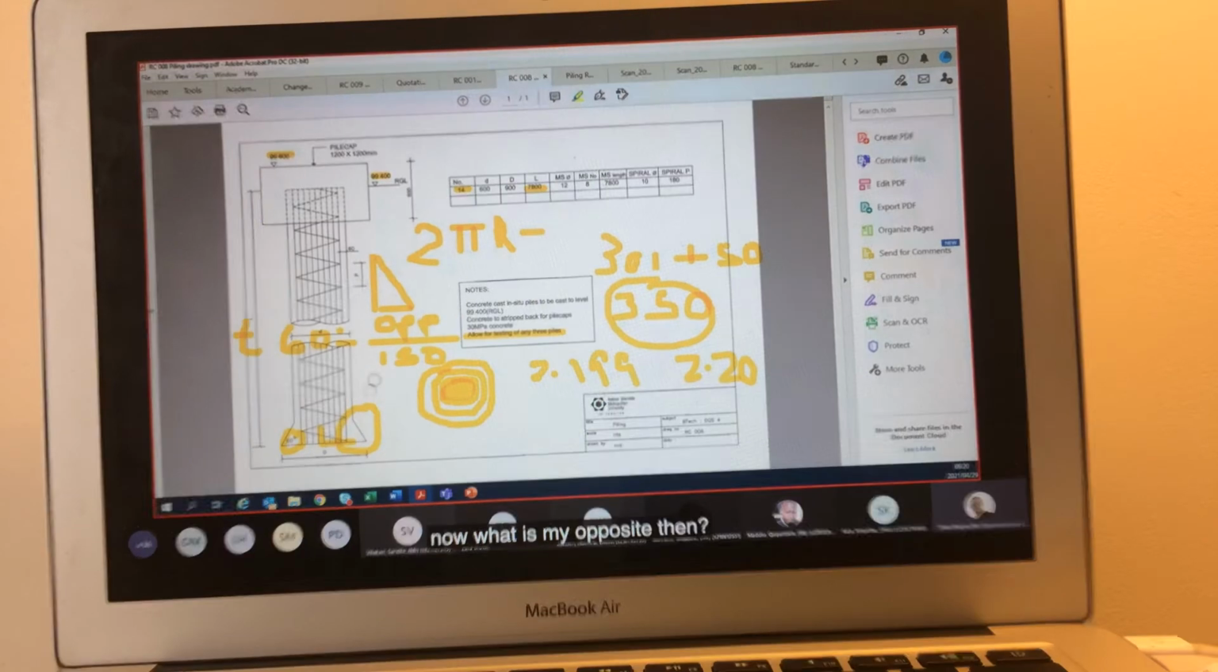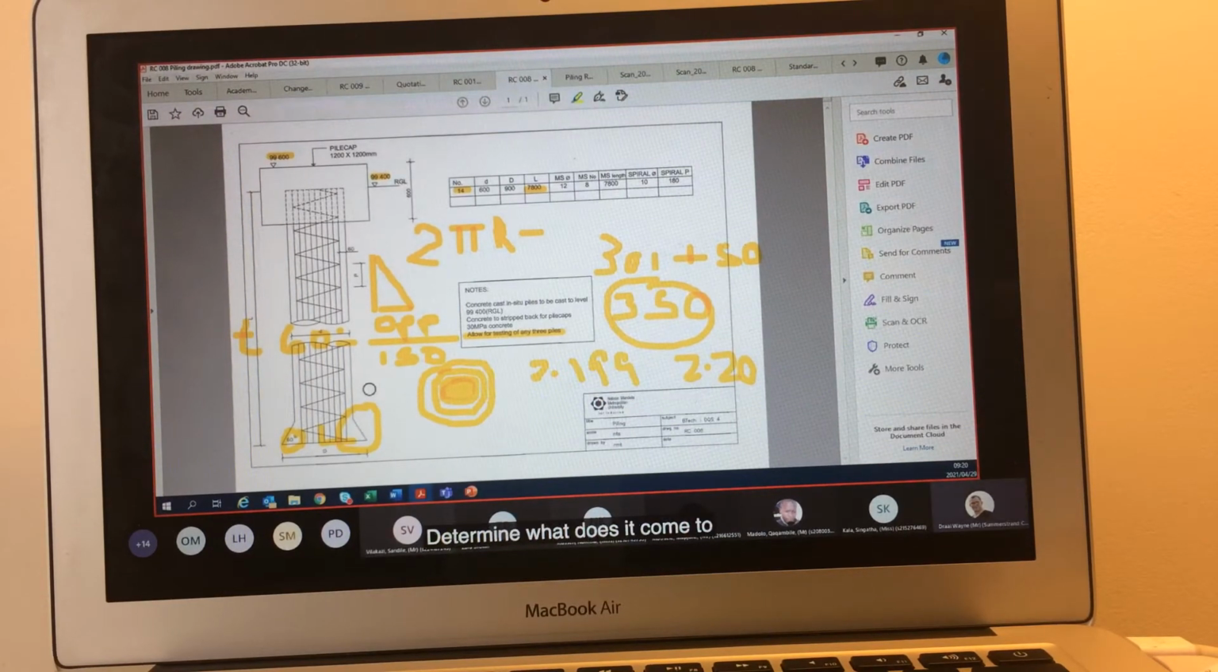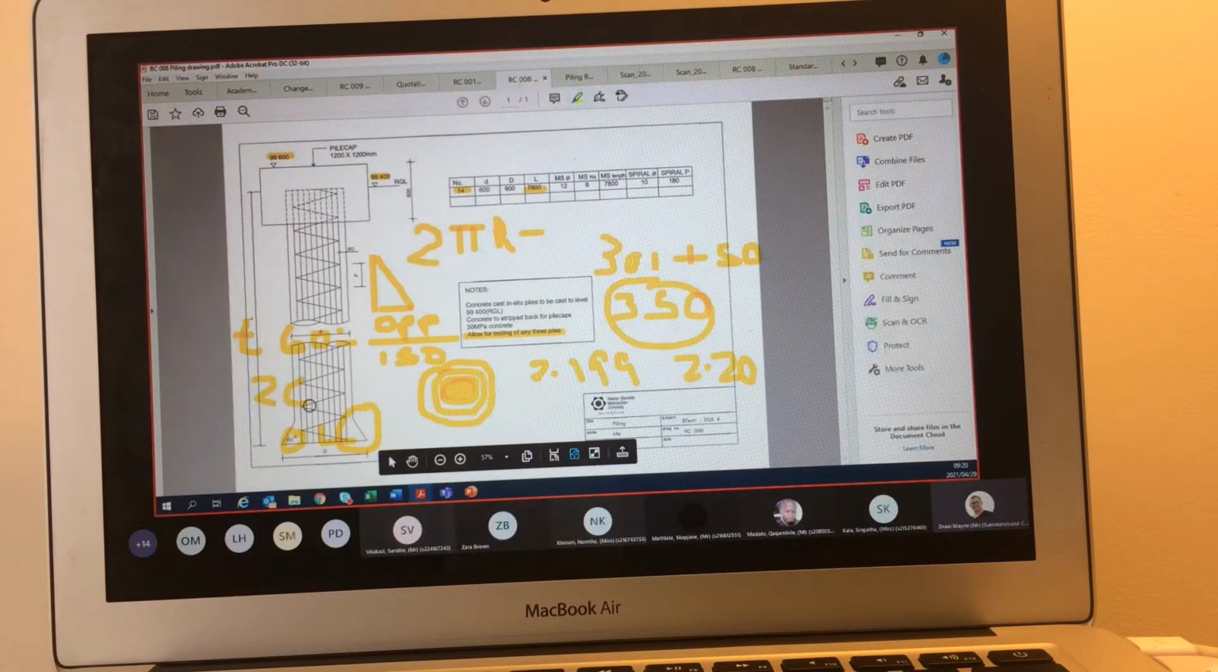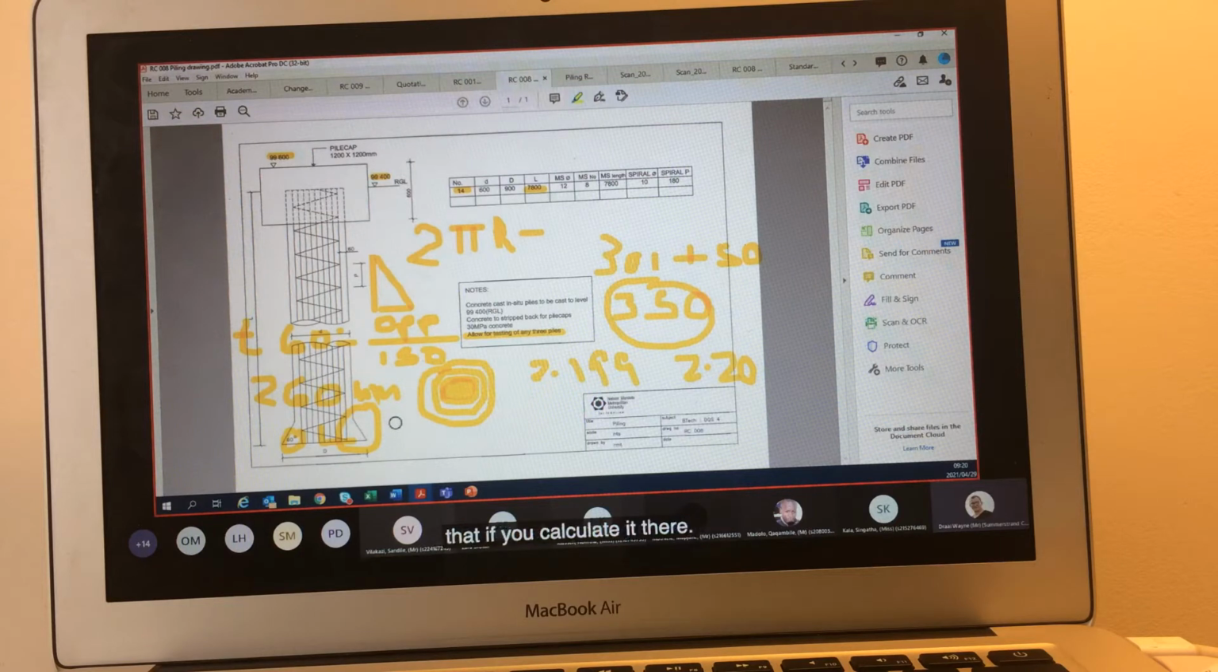Now, what does my opposite then determine? Well, what does it come to? If you use that, you say 150 tan 60 equals the opposite, and that then gives me a length of 260 millimeters. Do you agree with that? Have you calculated that?